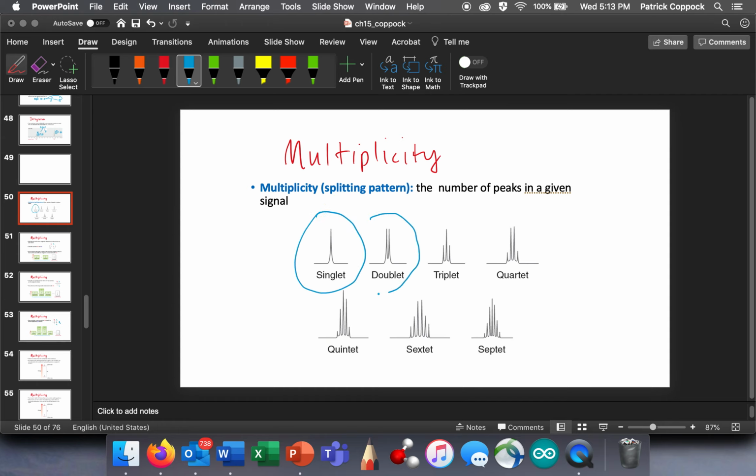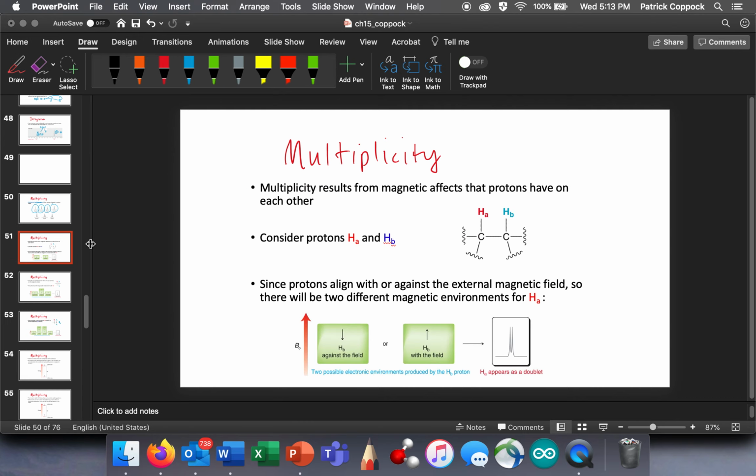You're going to get some signals that look like that, and it's called a doublet, a triplet, a quartet, and so on. Now, this is one signal. It's one group of hydrogens, but it's been split. All right, and it's called multiplicity. It's the splitting pattern. What splits it? This is relatively simple. The thing that splits it is its neighbors.